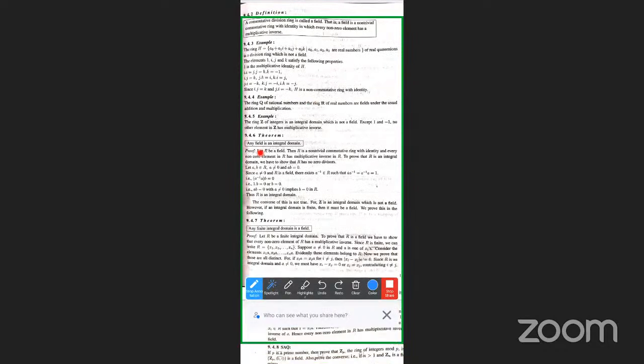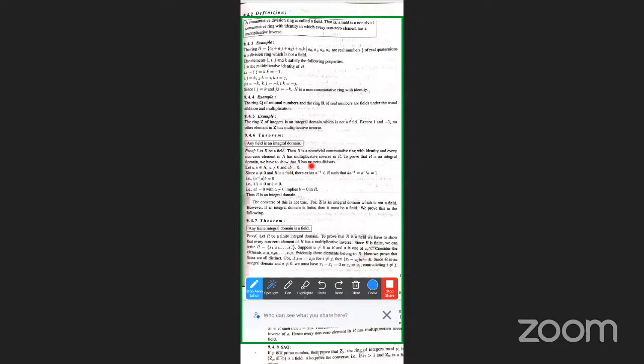Next, any field is an integral domain, and any finite integral domain is a field. So this is the proof. Let R be a field. R is a non-trivial commutative ring with identity and every non-zero element has a multiplicative inverse. To prove that R is an integral domain.